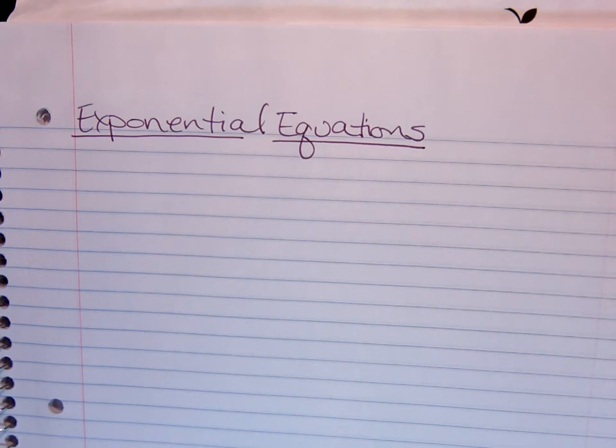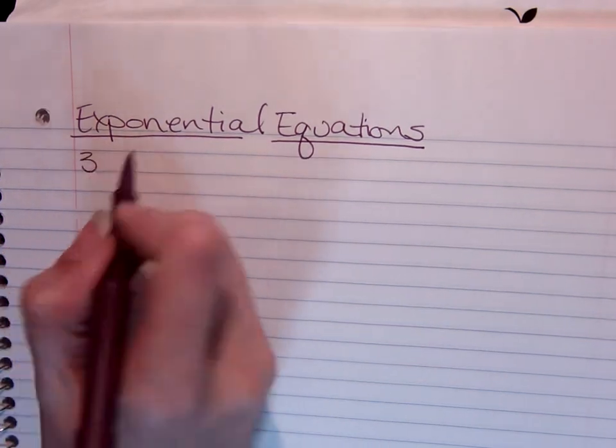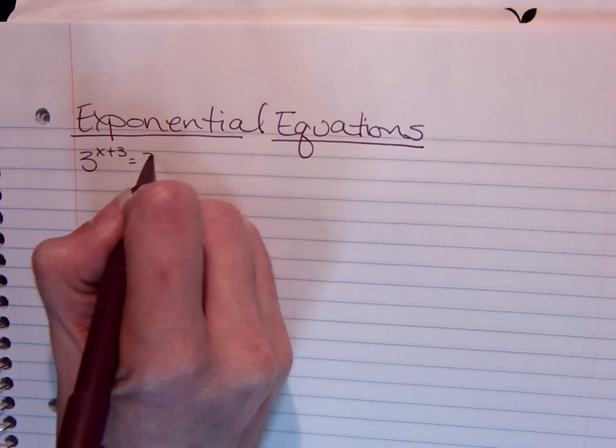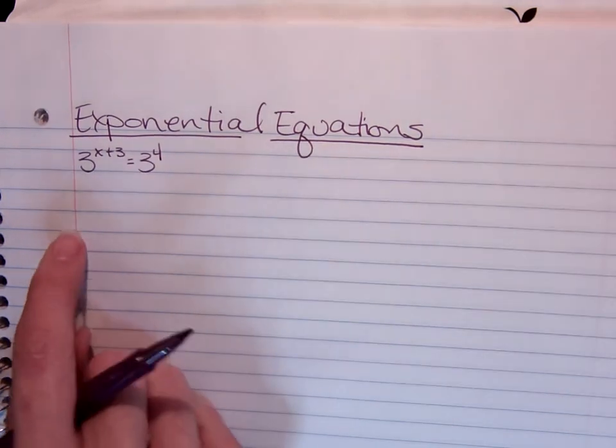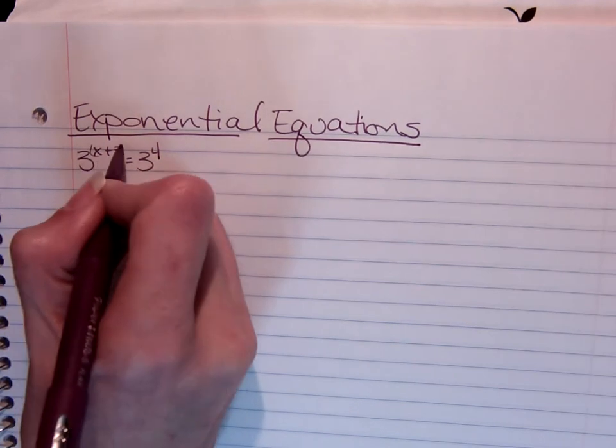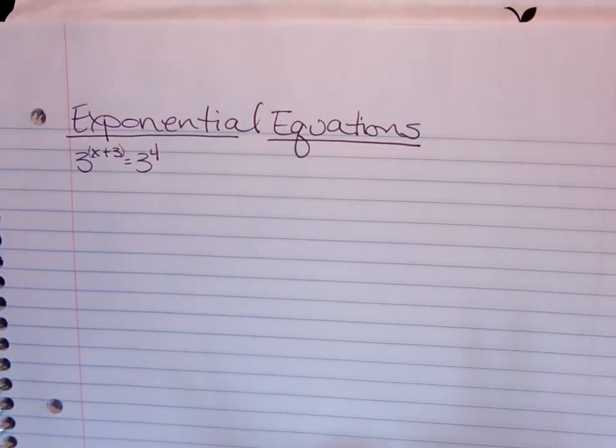In all of our work with exponents and logarithms, we've come across exponential expressions, but now we're going to start setting them equal to each other so that we have exponential equations. If we're really lucky, we're going to end up with something that's got the same base on each side. Like this example here, 3 raised to the x plus 3. Sometimes that'll be in parentheses, sometimes it won't. You have to pay real close attention to the typesetting.